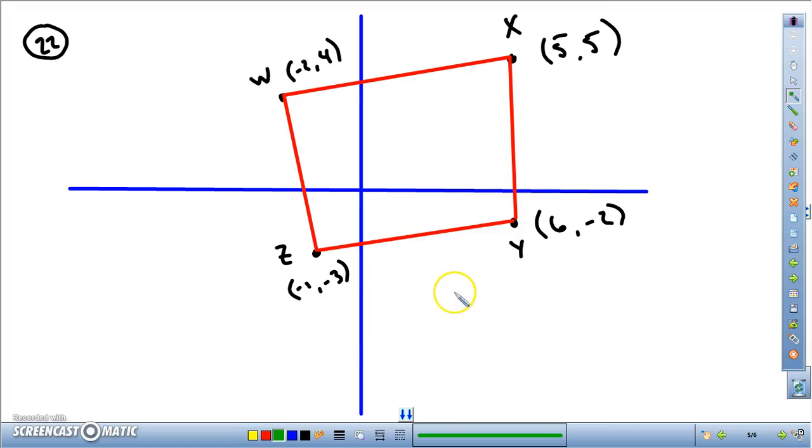We're looking at number 22 on page 427 that we worked on yesterday in class and then last night. In this particular problem, you're determining if the quadrilateral with the given endpoints is a rectangle or not, specifically using the slope formula.